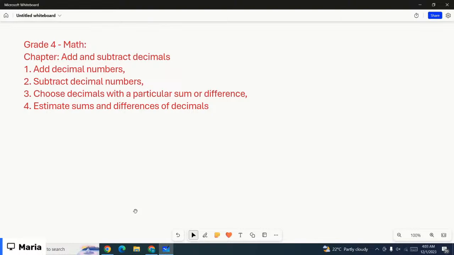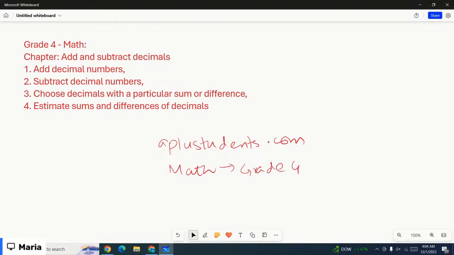We are here for grade 4 math. So you can find all the lessons on aplusstudents.com. You have to log in there using your email address and the password provided by the administrator. Then you have to select math from the subject tab. Scroll down to grade 4 and then click on view all lessons.